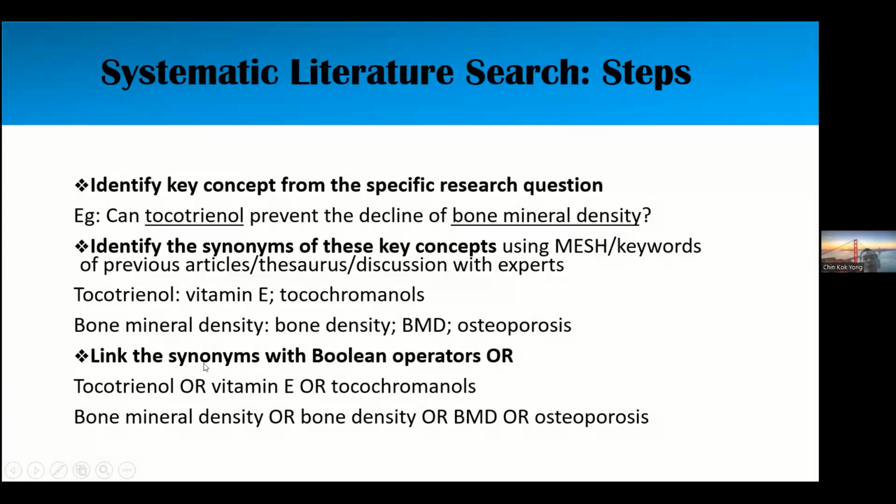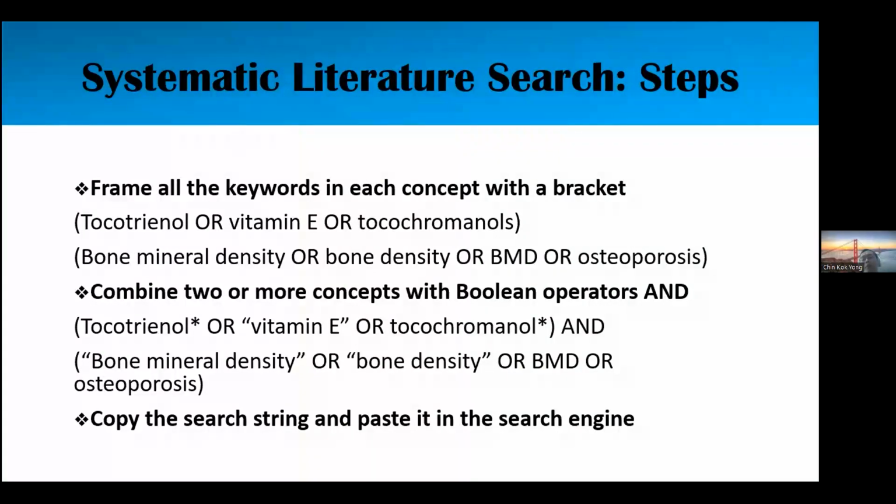Then link all the synonyms with the Boolean operator OR. Okay, for these synonyms, replace the comma or semicolon with OR. So it becomes tocotrienol OR vitamin E OR tocopherols. You repeat the same thing for the second concept: bone mineral density OR bone density OR BMD OR osteoporosis. In the following step, I need you to frame each concept with a bracket. And then link the two brackets with the Boolean operator AND. So it becomes like this. These two brackets are linked together with an AND in capital letters.